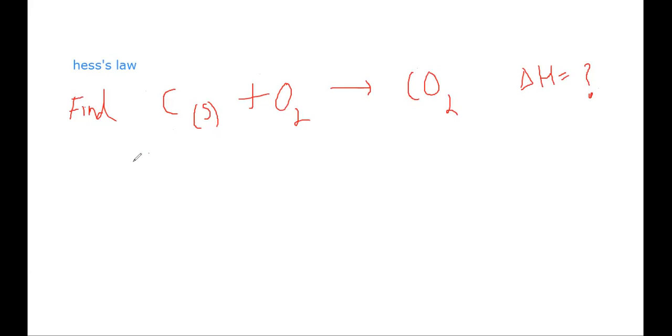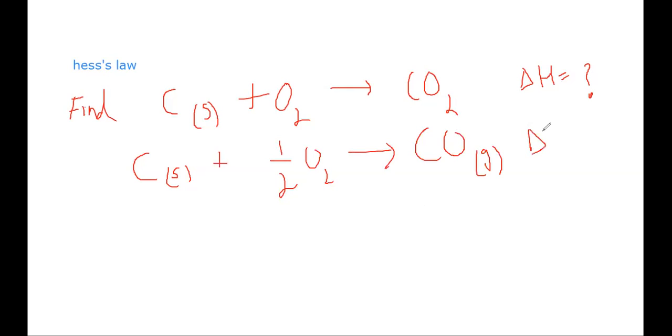First reaction is carbon, solid, plus half O2 forming carbon monoxide gas. Delta H for this reaction is, for example, minus X, any value. Minus X kilojoule per mole is given to you. This is equation number 1.